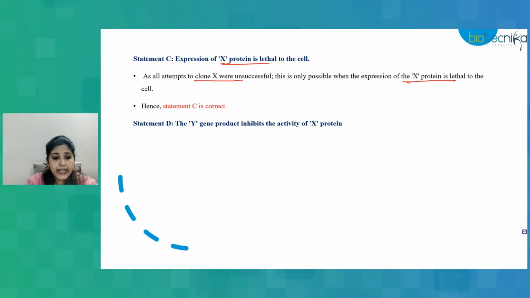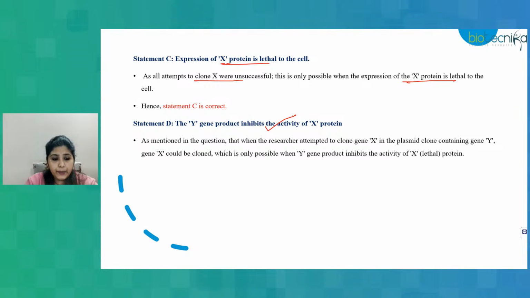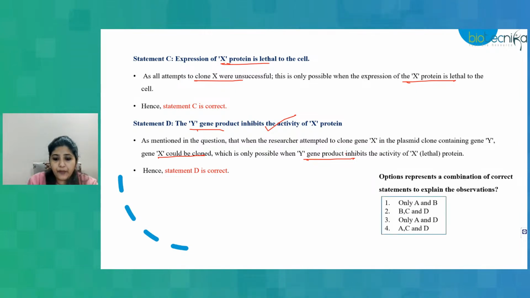And statement D is Y gene product inhibits the activity of X protein. So yes, this is also correct, because then only gene X can be cloned, right? And it is mentioned that when we are trying to clone it along with Y, then yes, X could be cloned. So this is only possible when Y gene product inhibits activity of X, that is the lethal protein. So statement D is also correct. And as we have to choose the combination of correct statements, the answer here is A, C, and D.